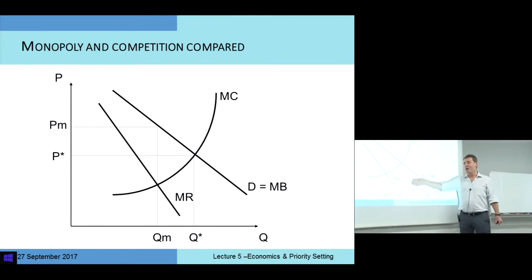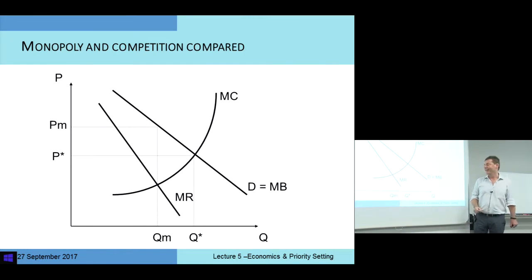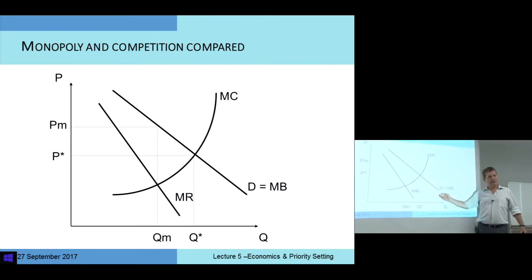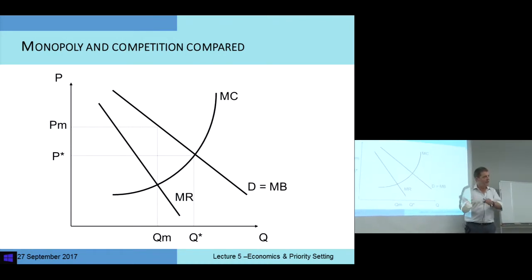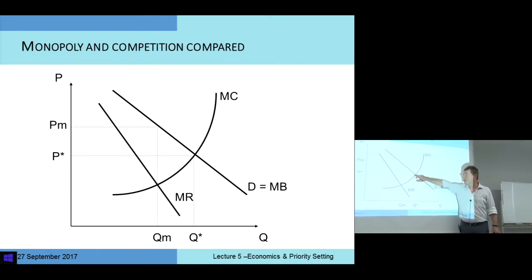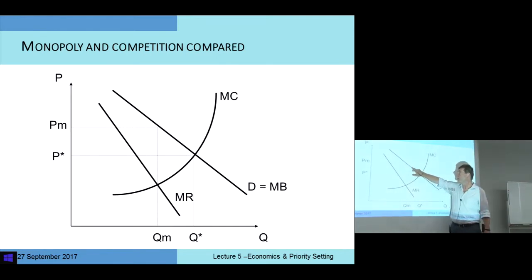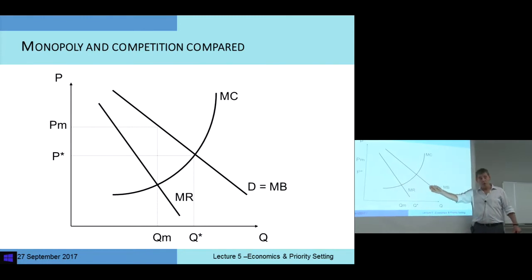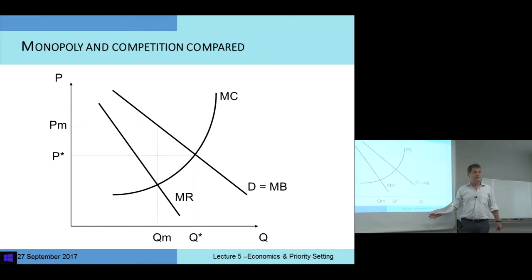So, the monopolist, they face all the demand curve. It's all theirs. They've nobody competing with them. And so, they don't just have to go to a price like P star or any price. They can choose any price they like, but that will imply different quantities that they can sell.